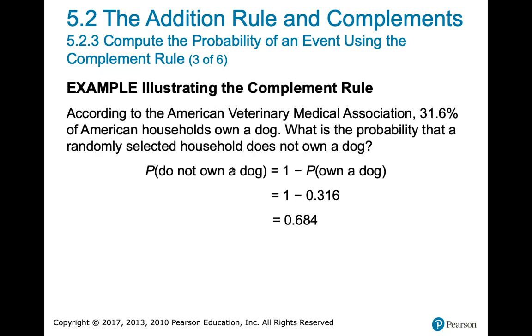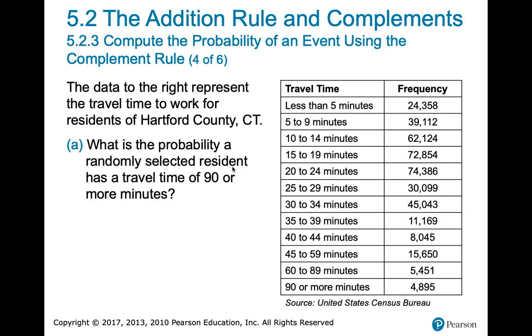So in this example, 31.6% of American households own a dog. We want to know the probability that a household doesn't own a dog. So I can just take 1 minus the 31.6%, and that's how I know 68.4% of our households don't own dogs. And notice here, this is shown in decimals rather than percents. I can do something similar here.